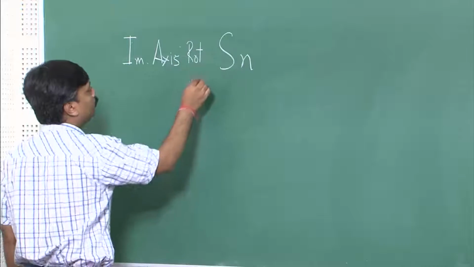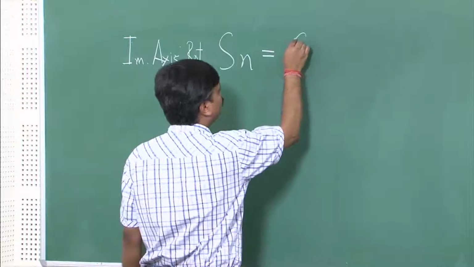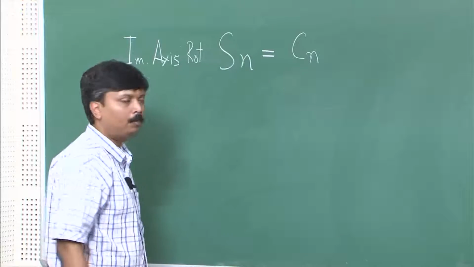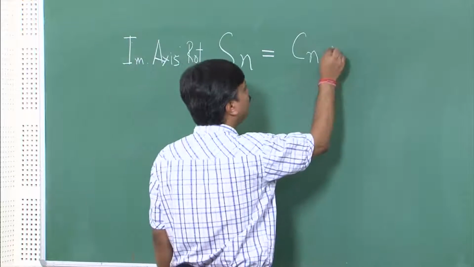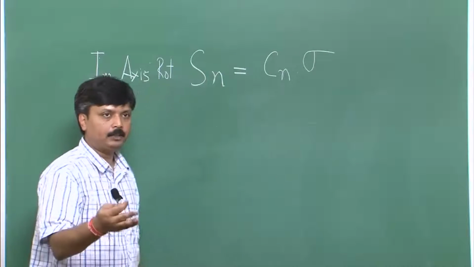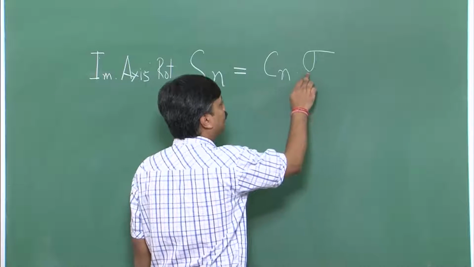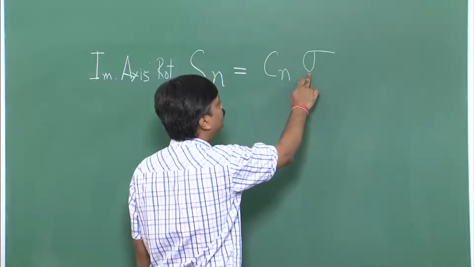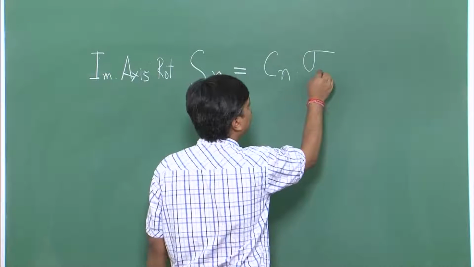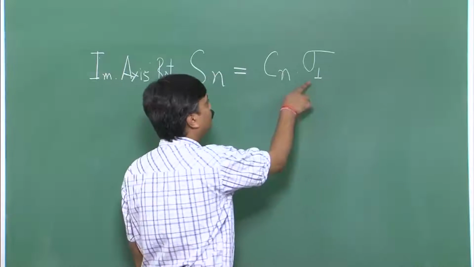Okay. So, this Sn is first a rotation operation followed by a reflection, and this reflection is such that this sigma plane is perpendicular to this Cn. Okay. So, I can write this is perpendicular to this Cn.